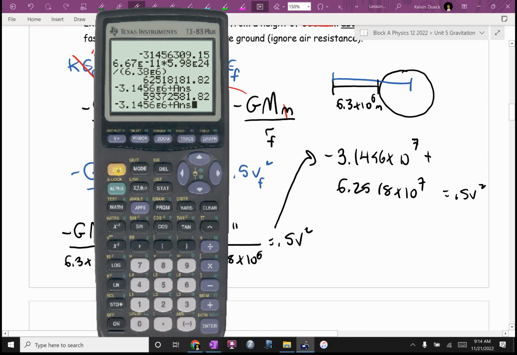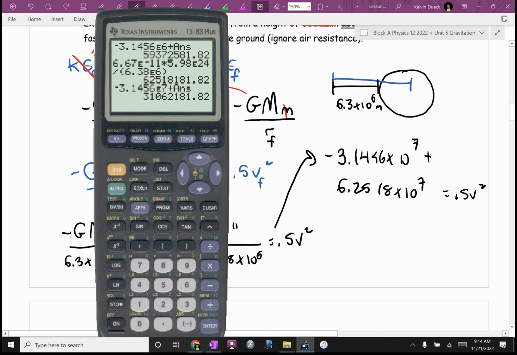Wrecked it totally. Rats. Now I can't use my answer button. Yes, I can. Okay, there it is. And so I'm going to go negative 3.1456, thank you, Emilio, times 10 to the 7th plus answer button. Let's try that again. Do you have 3106218.82? Okay.